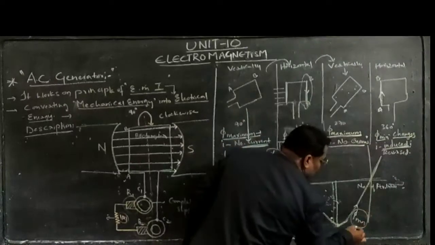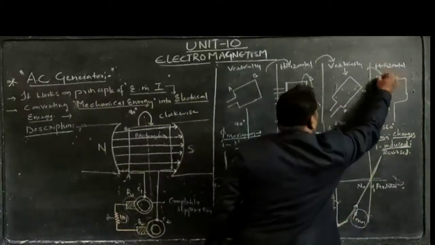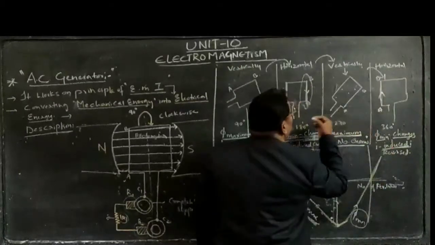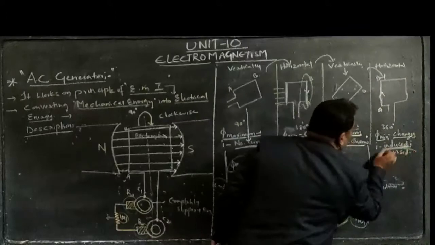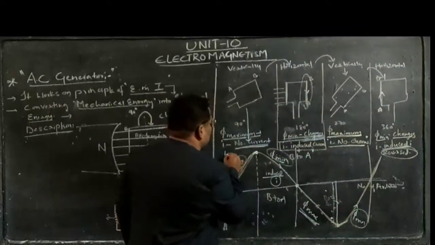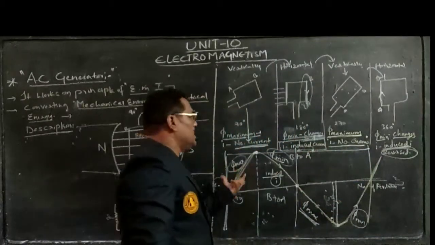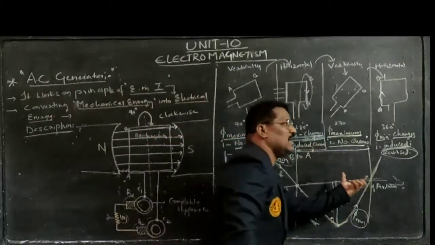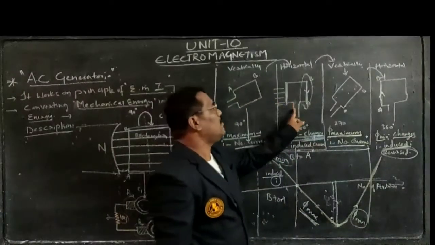Again here, maximum flux becomes minimum. Again, as it comes into the horizontal position, B to A current is producing and here it is from A to B. Reverse direction current is producing. This total thing is called one complete revolution. In this way, for one complete revolution, twice induced current is produced when the coil is in the horizontal position.